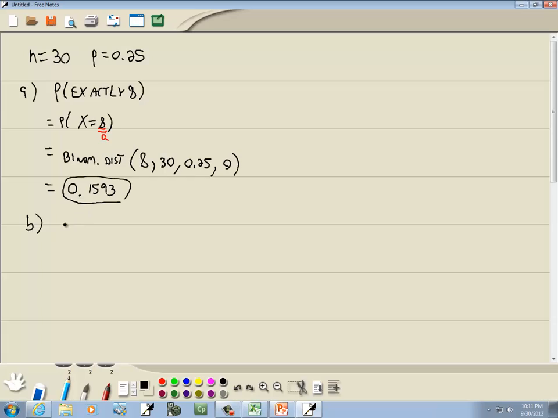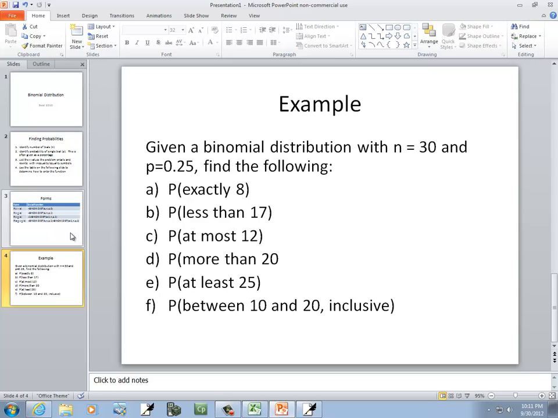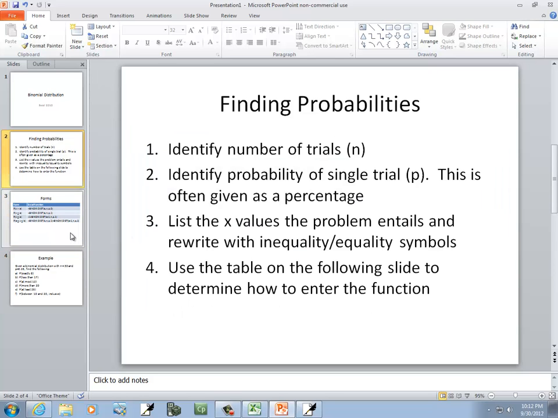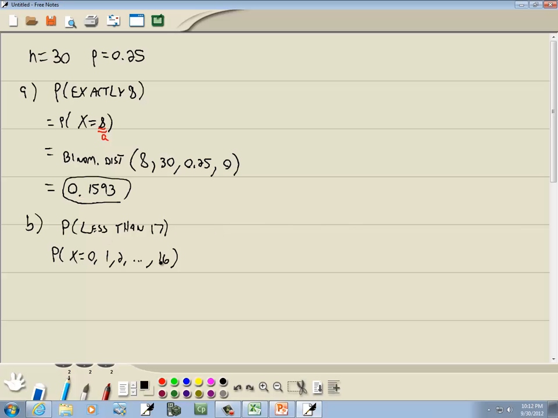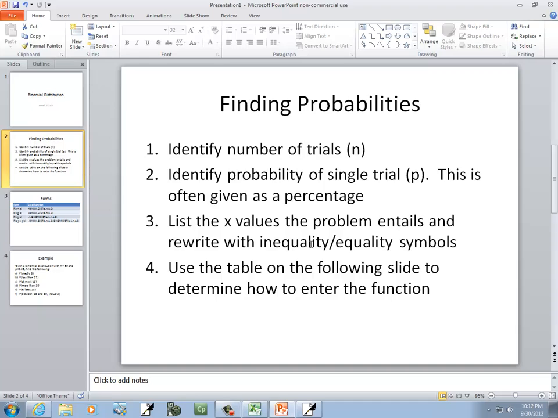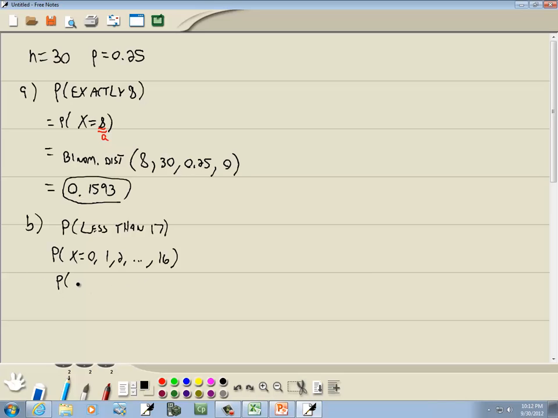And let's look at B. B says less than 17. Well, let's think what that represents. That's x equals 0, 1, 2, all the way up. Less than 17 means it doesn't include 17, so that'd be 16. Okay, so step 1 and step 2 are already given. It says list the x values. Well, we just listed the x values. Then it says rewrite with inequality symbols. Well, that's the same as saying that x is going to be less than or equal to 16.